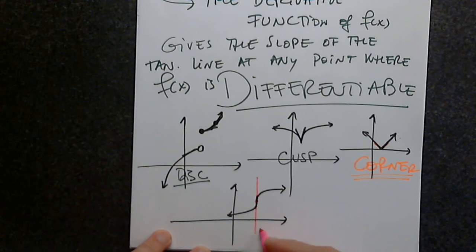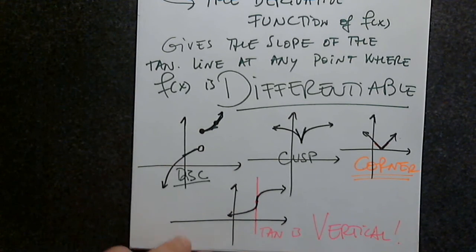The tangent is... what is the slope of a vertical line? Undefined. So if a function is continuous and has a cusp, corner, or a vertical tangent, these are not differentiable. These functions are not differentiable at those points. There is no discussion if the function is not continuous, it cannot be differentiable.